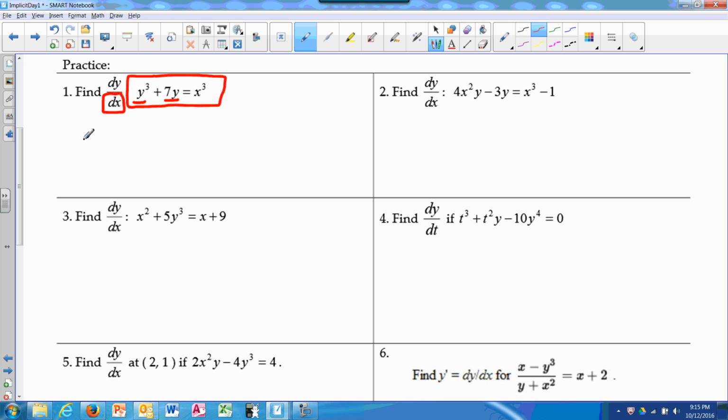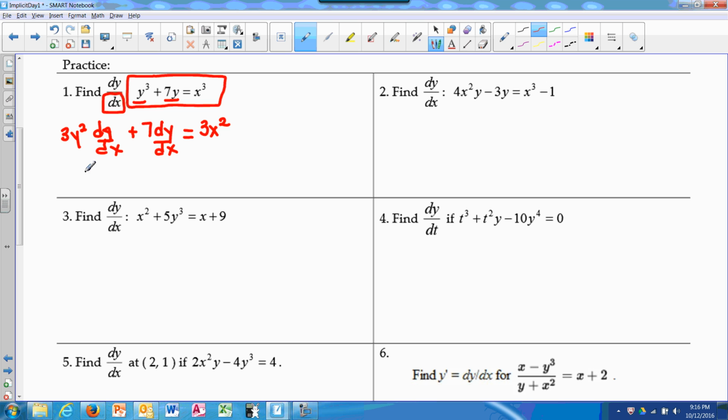Taking the derivative of y cubed, I get 3y squared. That's a non-matching term, so it gets the dy/dx. I take the derivative of 7y to get 7, and that's a non-matching term, so I write the dy/dx. I take the derivative of x cubed to get 3x squared. That's a matching term, so I don't write dx/dx, which would really equal 1.